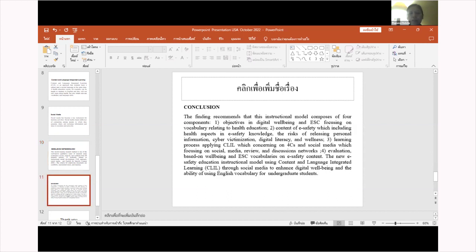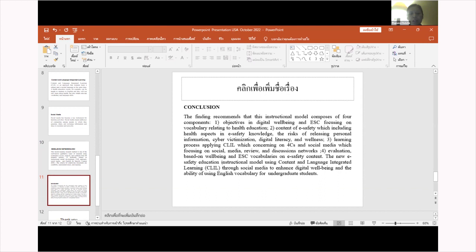Conclusion. This finding recommends that this instructional model is composed of 4 components. The first, objective in digital well-being and ESC, focusing on vocabulary relating to health education. Second, content of e-safety, which includes health aspects in e-safety knowledge, the risk of releasing personal information, cyber victimization, digital literacy, and wellness. The third, learning process applying CLIL, concerning forces and social media, focusing on social media review and discussion network.